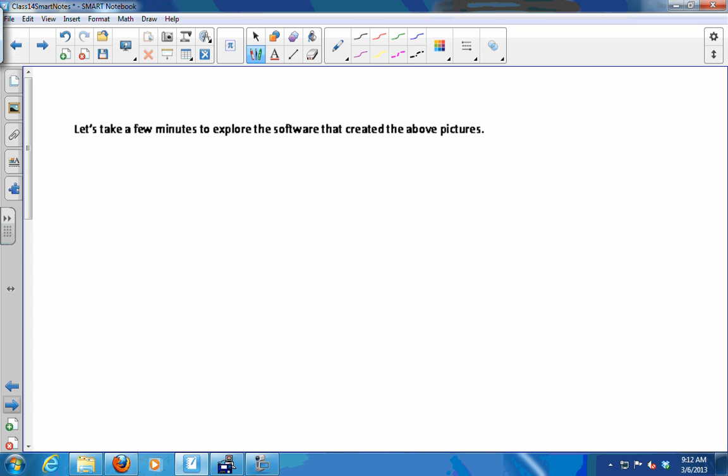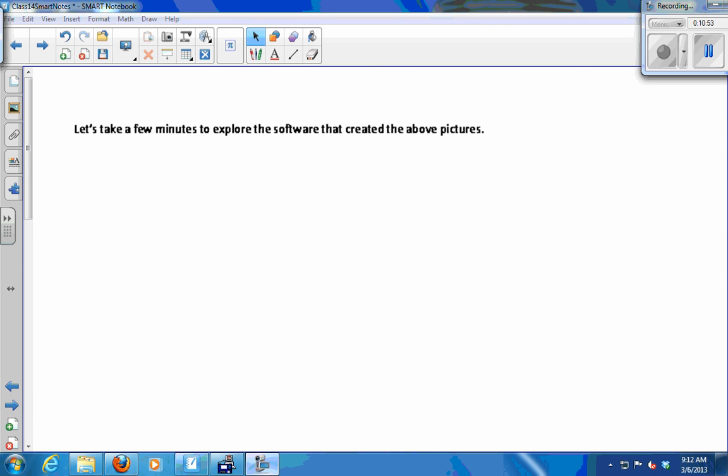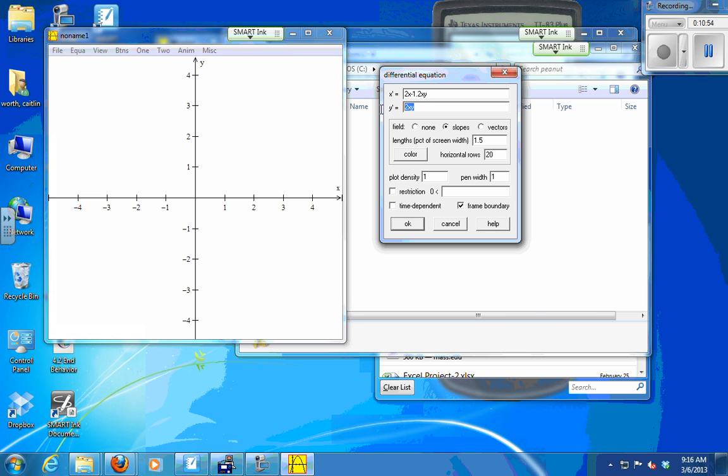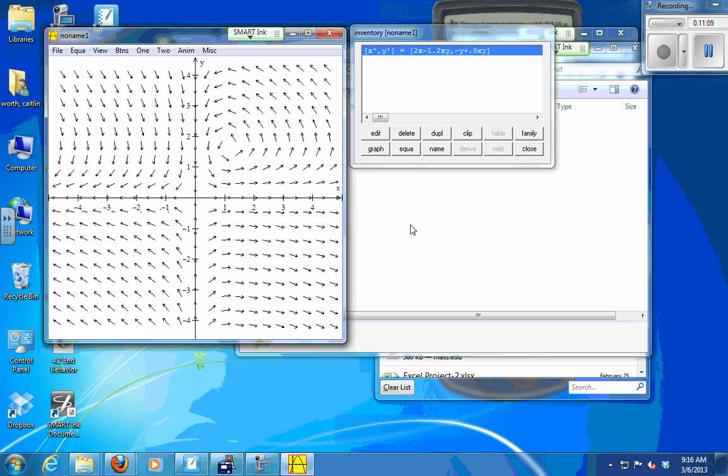Okay, so let's take a few minutes to explore the software, so if you want to use it, you will know how. And then this one was negative y plus 0.9xy. And then I want vectors. And I just hit OK. And I get a vector field.